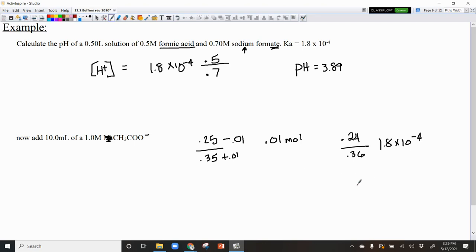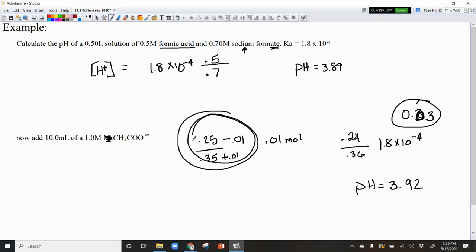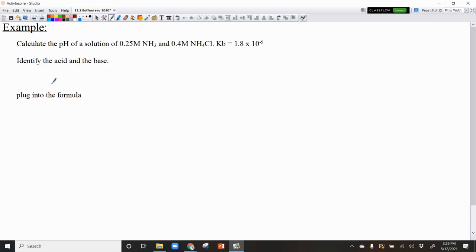Okay, 3.92. All right, and 3.89. So this is the same, 0.03, okay, but it's in the other direction. So it doesn't matter if we add acid or if we add base, you just have to make sure you remember which number in the ratio here that you take it away from, okay? And it's still going to change it the same amount, a very, very small amount.